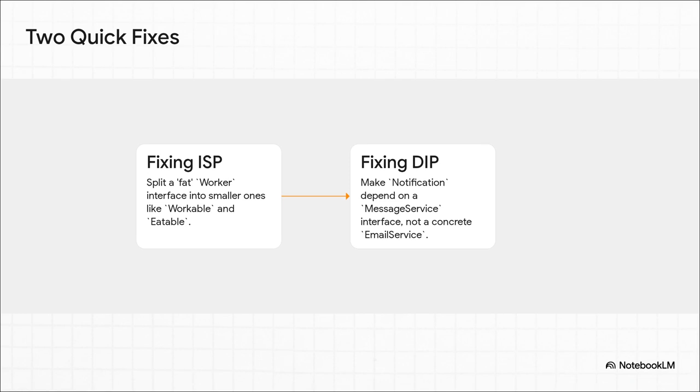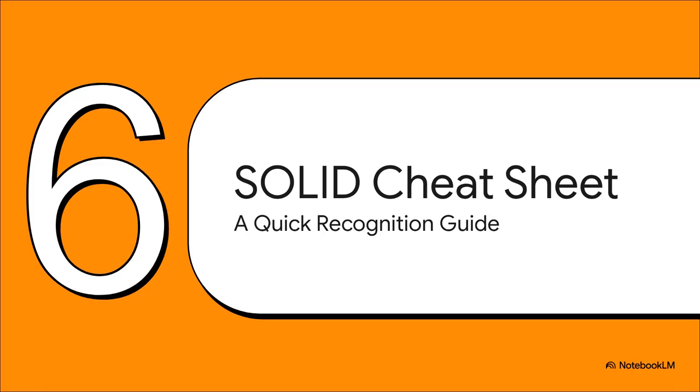For ISP, imagine you've got a single, fat Worker interface. If a robot class has to use it, it might be forced to have an eat method, which is, well, just weird. The fix is to split that up into smaller, more focused interfaces like Workable and Eatable. And for DIP, the problem is having your notification class directly tied to something specific, like an email service. The fix is to make it depend on a general MessageService interface instead. That way, you can plug in an email service, an SMS service, whatever you want later, without ever touching the original notification class.